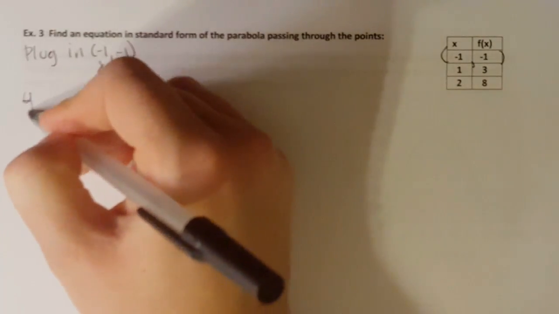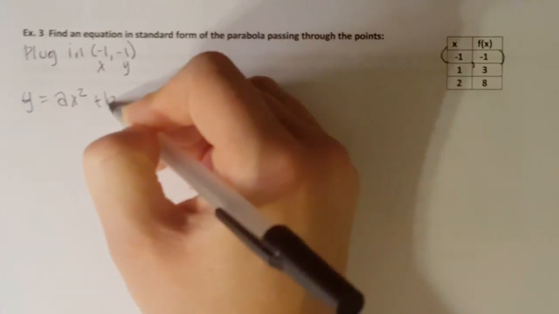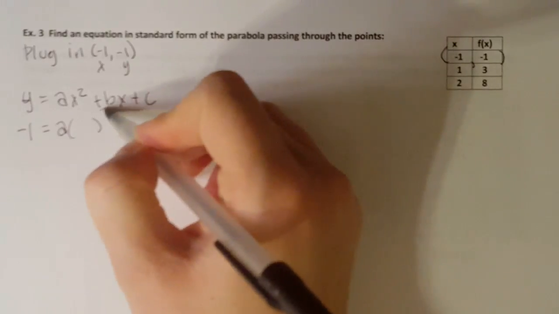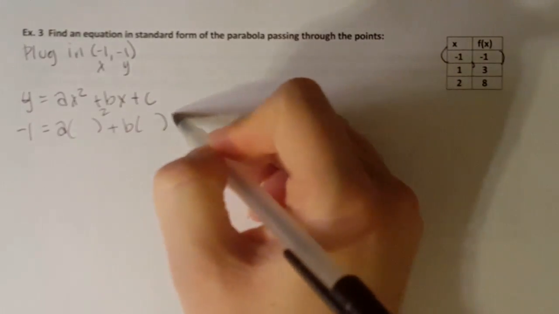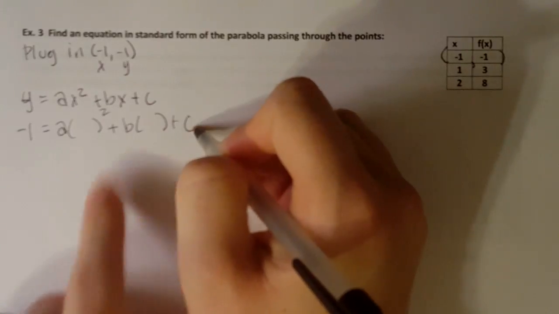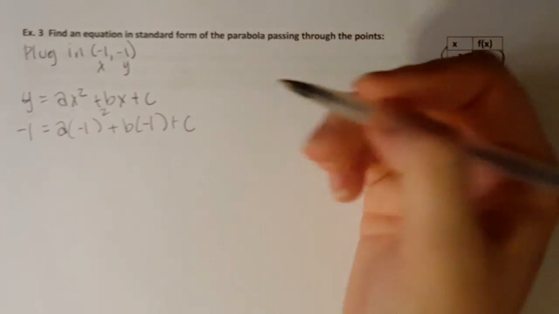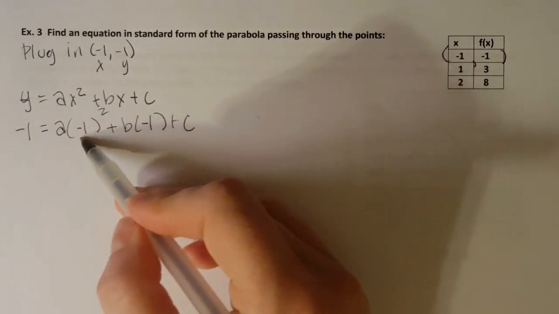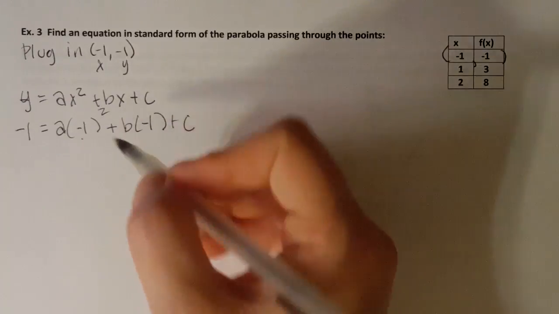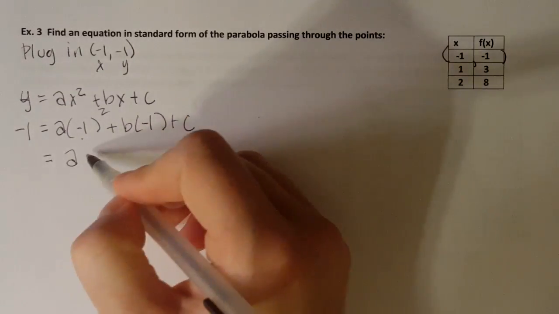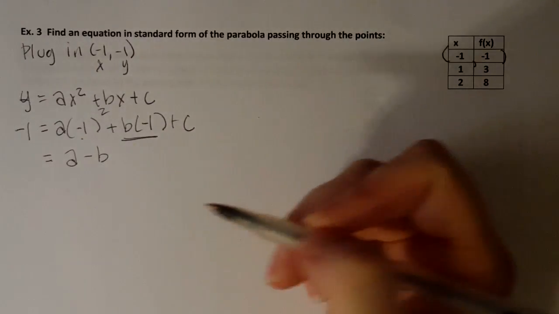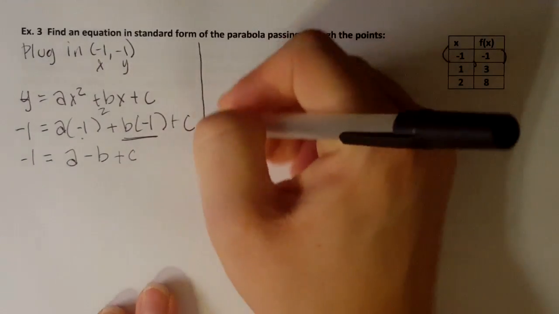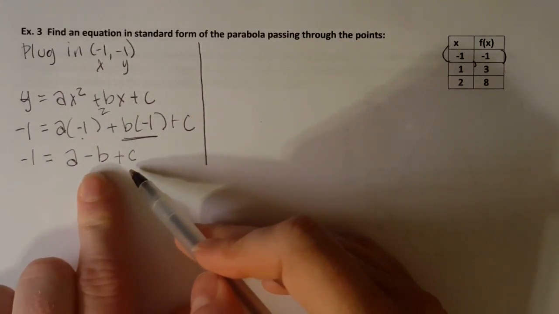So y equals ax squared plus bx plus c. Y is -1. All of the x's positions, I'm going to put parentheses. And inside the parentheses where the x was, I'm going to put -1. Okay, so let's do our exponents in parentheses first. -1 squared is positive 1a minus b when I multiply those together plus c equals -1. Unfortunately, this time we don't know what c is.